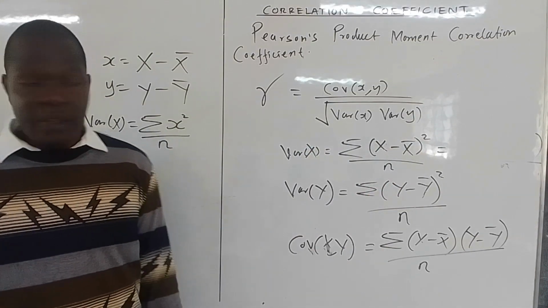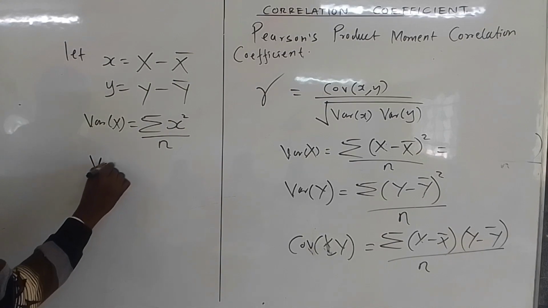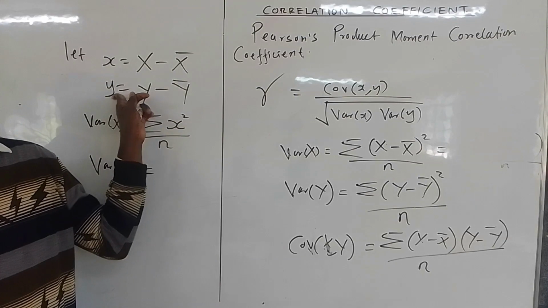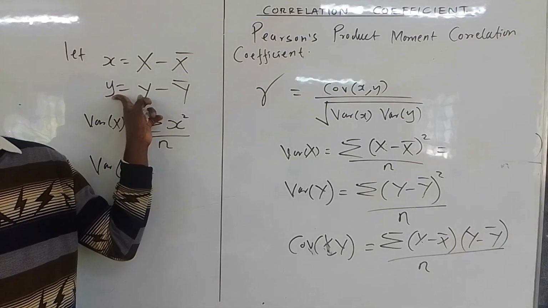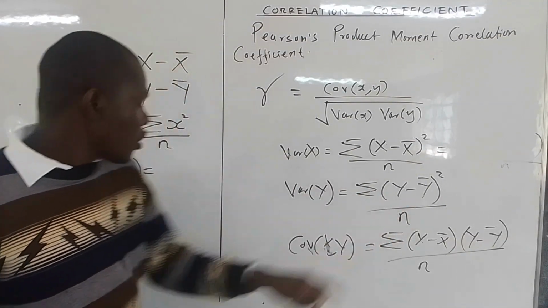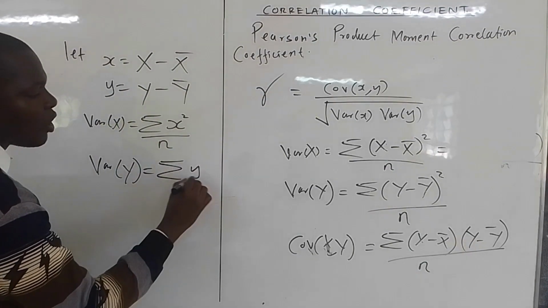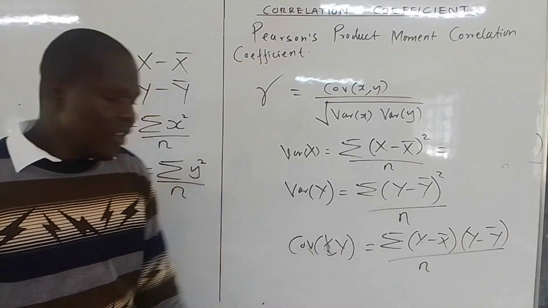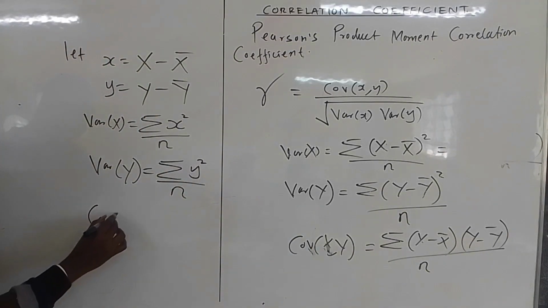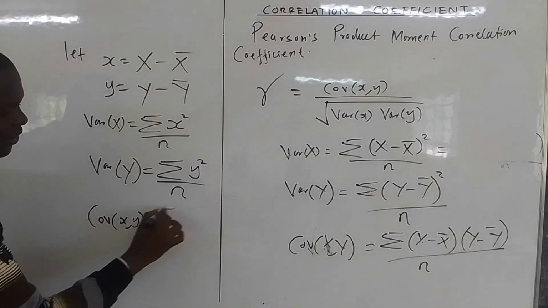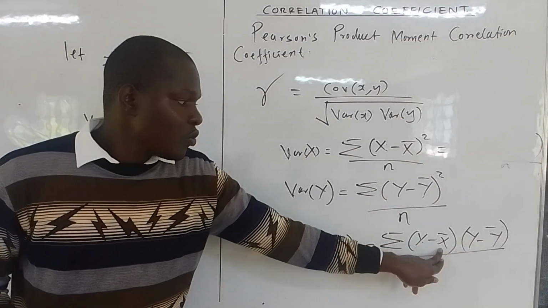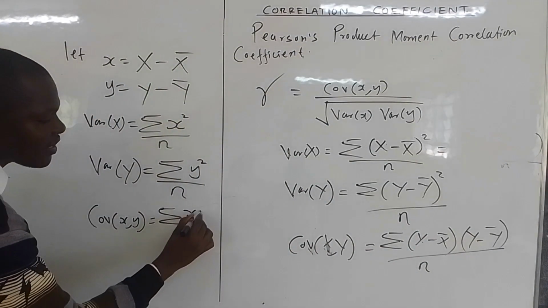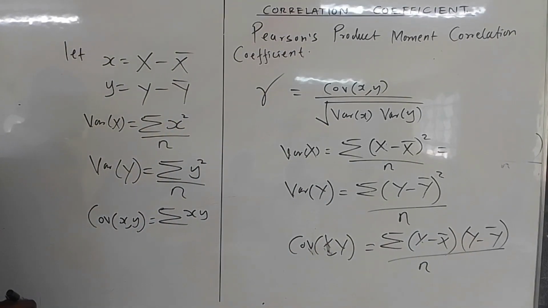Then the variance of y is y minus y bar, which we said to be small y, so it is the summation of small y squared over n. Then the covariance of x and y is the summation of small x times small y, over n.